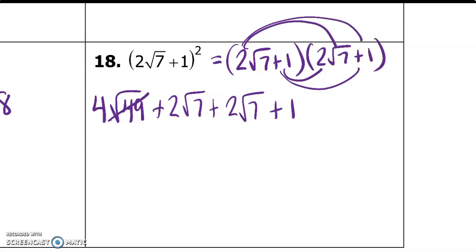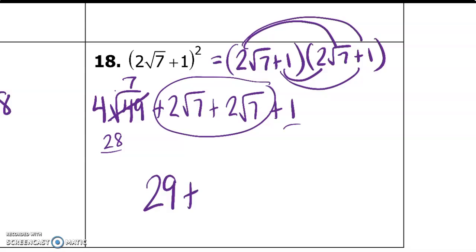So square root of 49 becomes 7. 4 times 7 gives me 28. 28 plus 1 gives me 29. We could put these two together to give us plus 4 square root of 7.